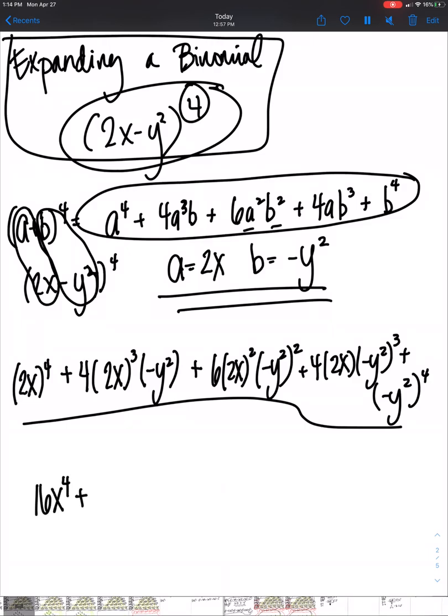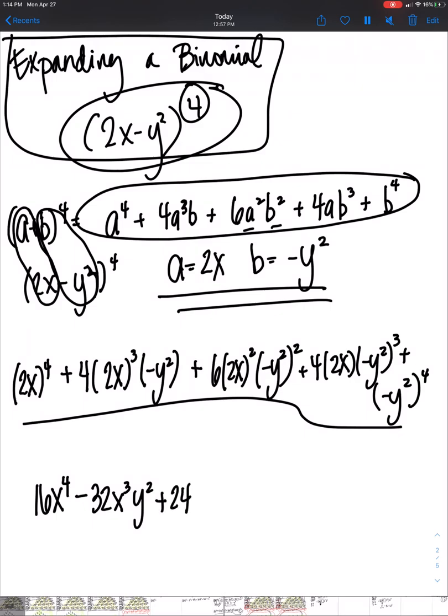So 16, because 2 to the fourth is 16, so 16x to the fourth. Then I have 4 times 2 to the third. 2 to the third is 8, so 8 times 4 is 32, times negative 1. So that's going to be negative 32 x cubed y squared plus, and then I have 2 squared, which is 4 times 6, so 24. Negative 1 squared is a positive, so positive 24 x squared y squared.